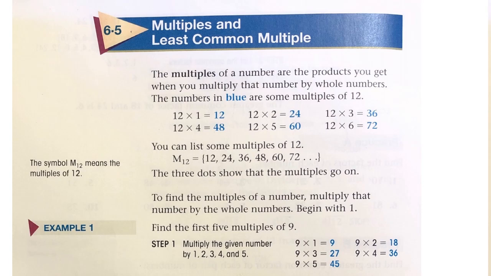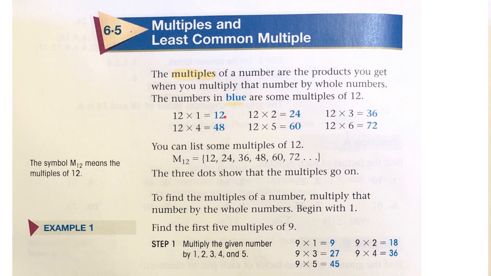Basic Math, Chapter 6, Section 5, Multiples and Least Common Multiple. The multiples of a number are the products you get when you multiply that number by whole numbers. The numbers in blue are some multiples of 12.